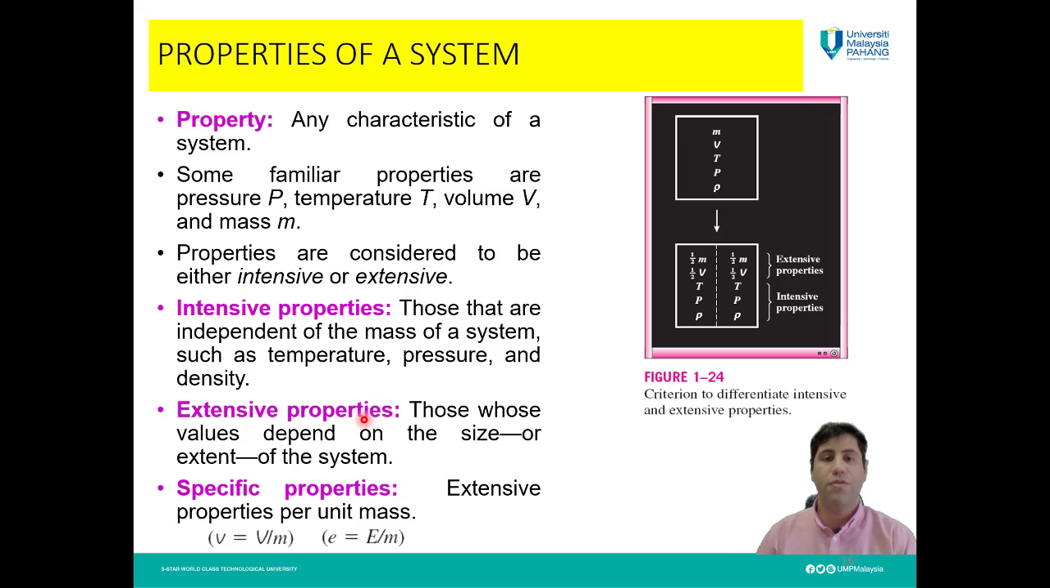And we also have some specific properties of the system, which are based on the extensive properties. So extensive properties per unit mass are called specific properties, like specific volume, which is the ratio of the volume and mass, or specific energy of the system, which is the energy of the system divided by the mass of the system.